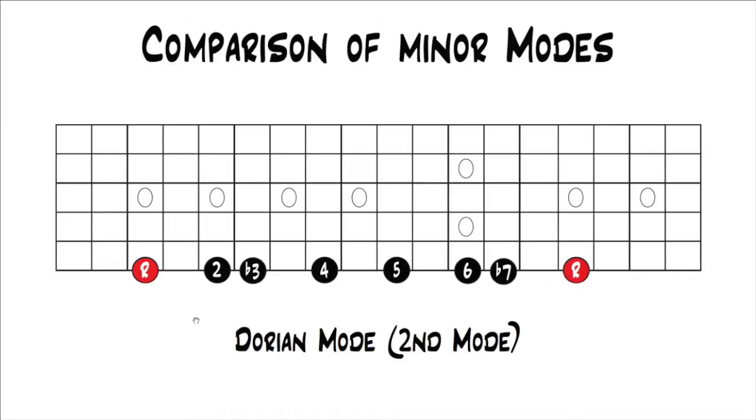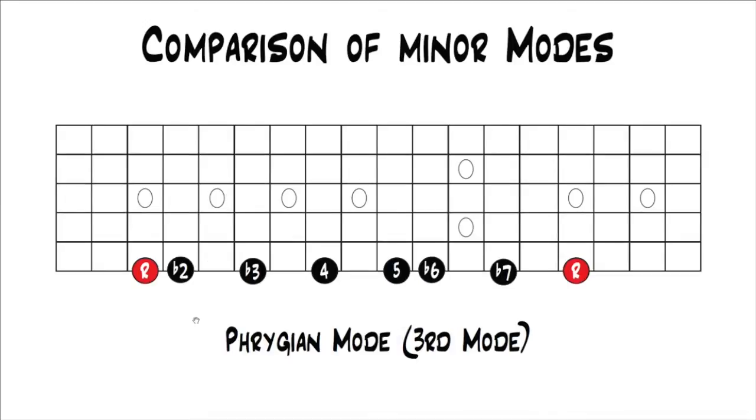So the next minor mode out of the major scale is the third mode, and that's the Phrygian mode. And the Phrygian mode, as you know, is a dark, more exotic sounding mode because it has a Spanish flamenco type of sound or a Middle Eastern type of sound. It's the most exotic of the minor modes from the major scale.